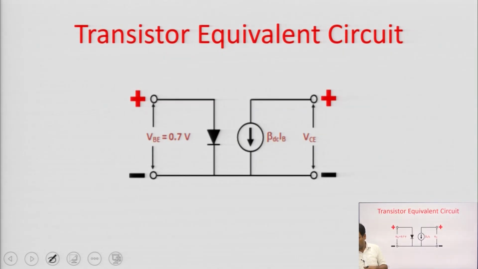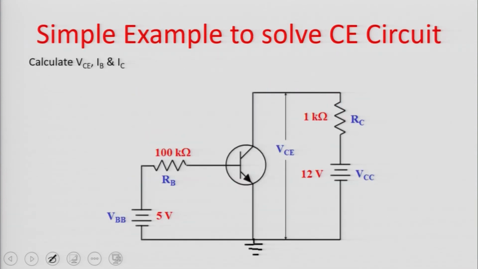Now, I am going to discuss the transistor equivalent circuit. This is the transistor equivalent circuit. This is called VCE and this is called VBE. For the active region, VBE equals 0.7 volt, and this diode is called the emitter diode, and this current is equal to beta DC into IB, because this current is the collector current IC. So, this is the equivalent circuit of the transistor, and this circuit will be very helpful when we discuss the AC analysis of the transistor.